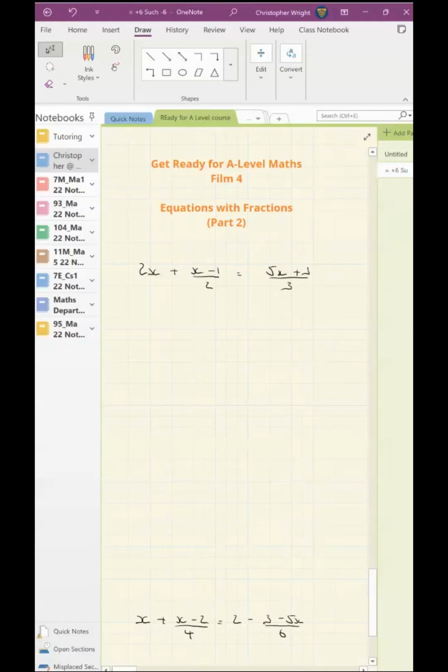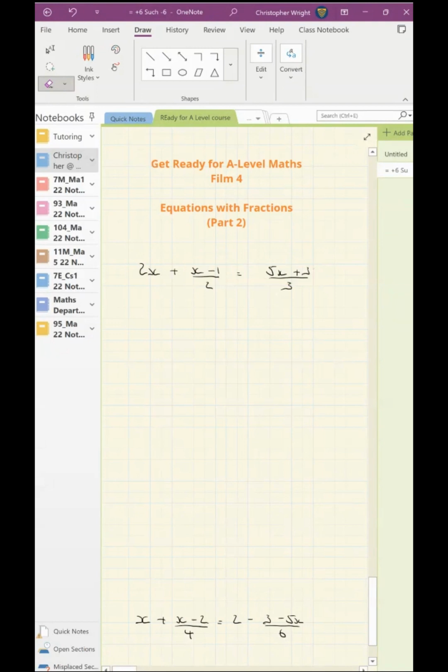Right here, we're getting ready for A-Level Maths Film 4. We are looking at equations with fractions, but we're looking at equations with fractions which have got binomial numerators. You can see here we've got binomial numerators. Also, we're going to look at two examples. The second example, importantly, has a negative sign here, and we're going to see what sort of difference that makes.